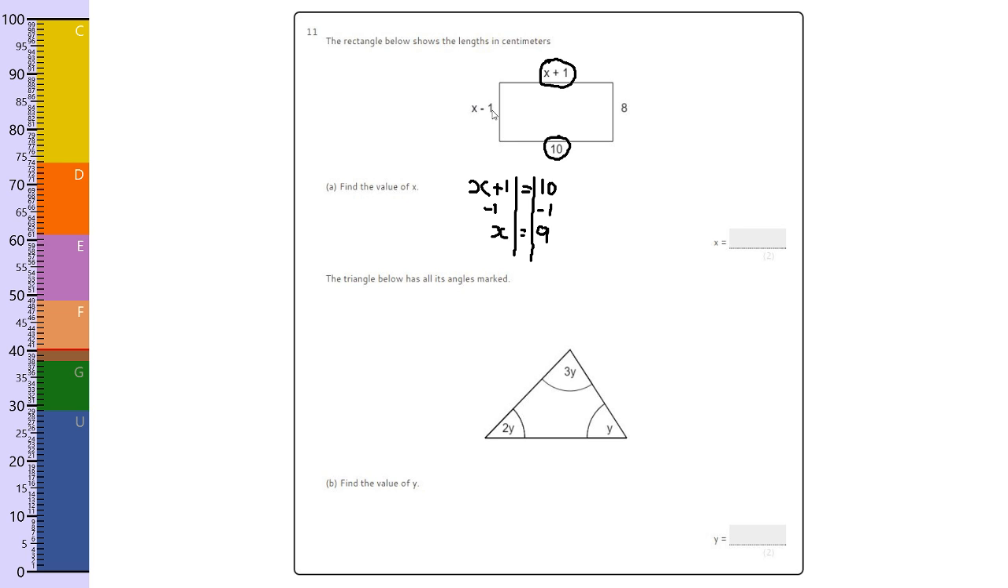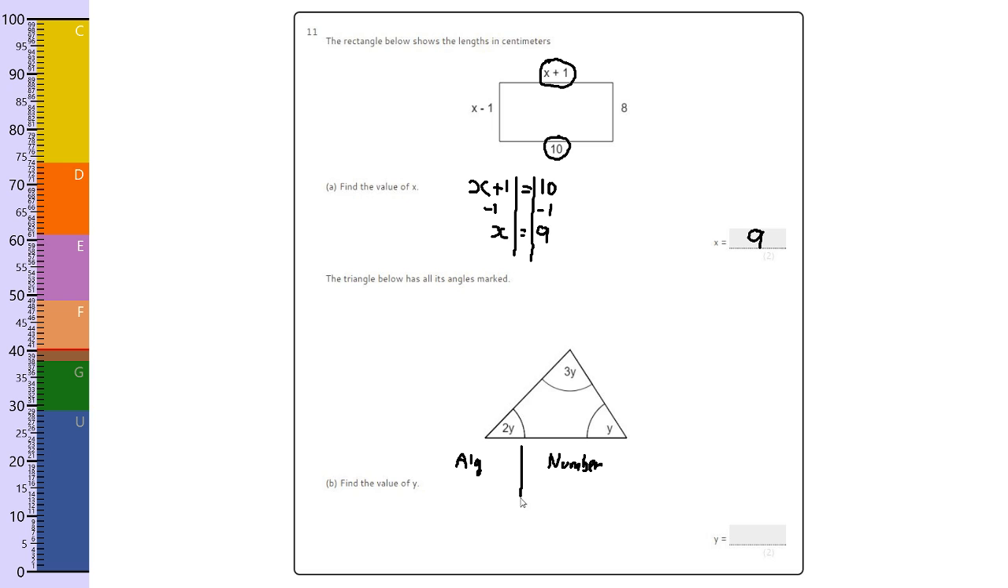9 take away 1, well, that does equal 8. Therefore x is 9. Okay, this one here, this time we have an algebra, but we have nothing else, and we don't, like this one, have an opposite side or anything. Now, what do we know about the angles in a triangle? Well, the angles in a triangle add up to 180. So, with this question, it's always best to have the algebra on one side and the number on the other.